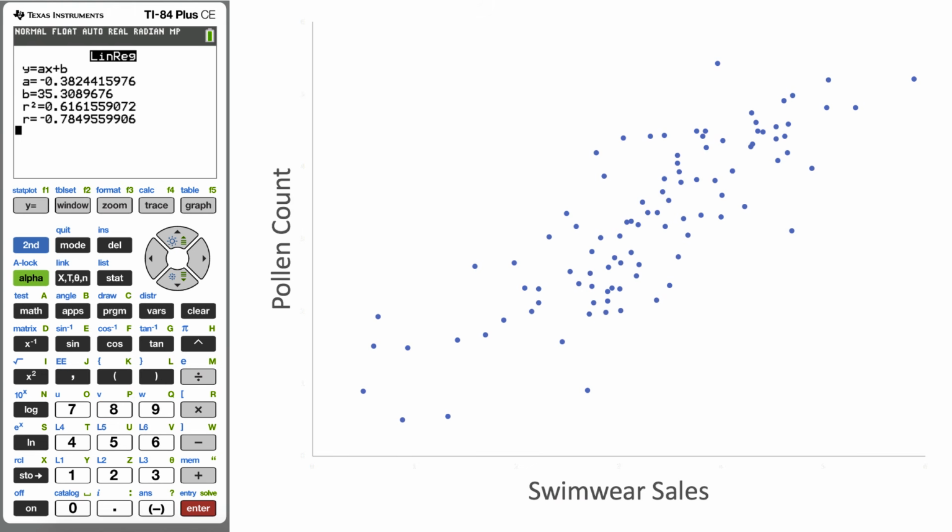Also no. What's really happening here is that pollen count increases in the spring and into the summer, which is also when people are more likely to go swimming and buy swimwear. So the correlation between pollen count and swimwear sales is not because one causes the other, but because both are caused by changes in the weather.